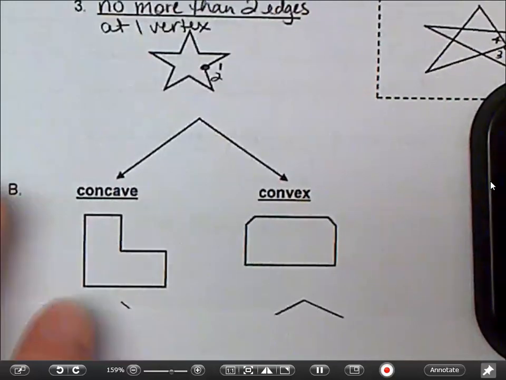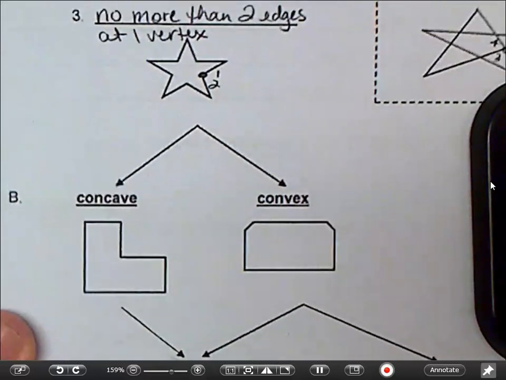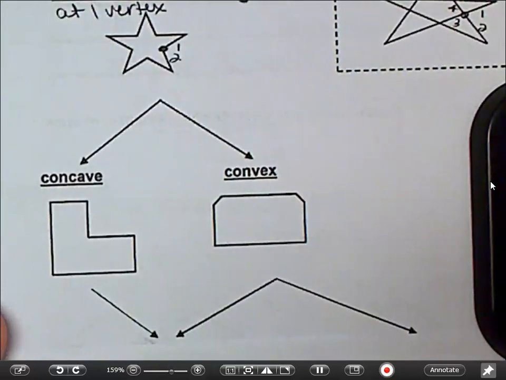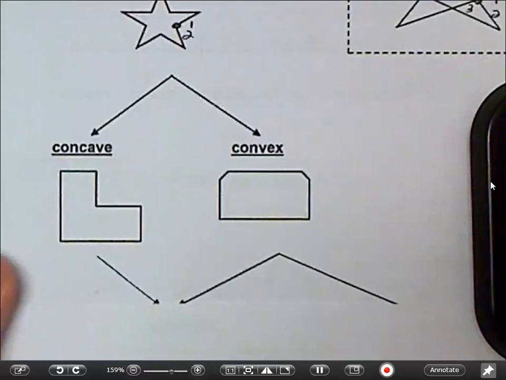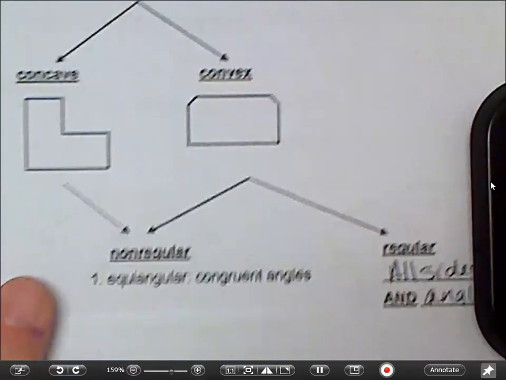All righty, awesome. Going down that rabbit hole even further. So you've decided it's a polygon. You've decided whether it's concave or convex. Well, here's some other criteria that might come up.